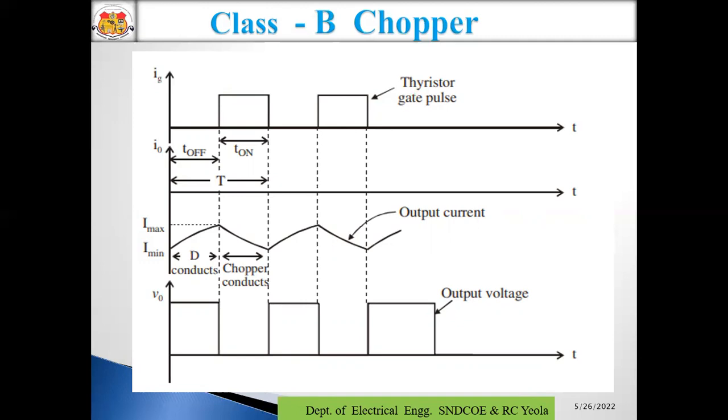In that you can see here, this is the gate pulse. So during this period there is no gate pulse, zero gate pulse. So this is the off time period, and this is the switch on time. During the off time the diode conducts, and during the on time the chopper conducts. As you can see here, when it is off, the output voltage is produced, but during the on time there is no voltage across the load. This is all about the concept of the class B chopper.